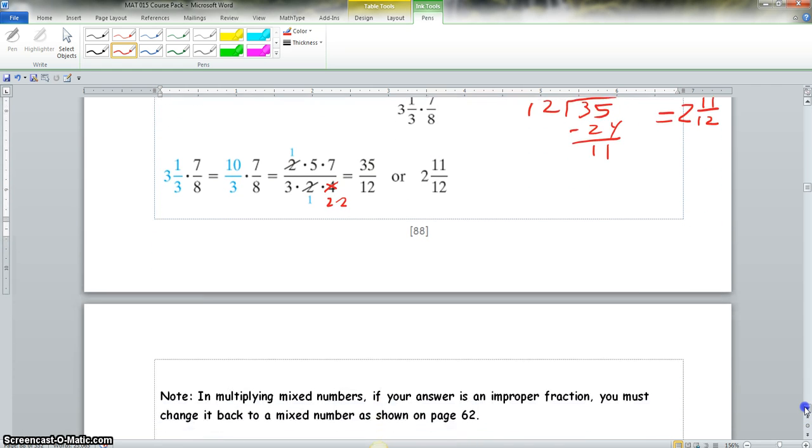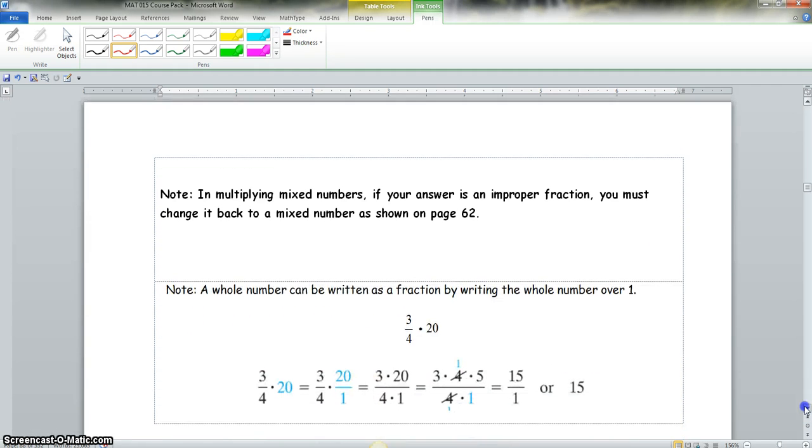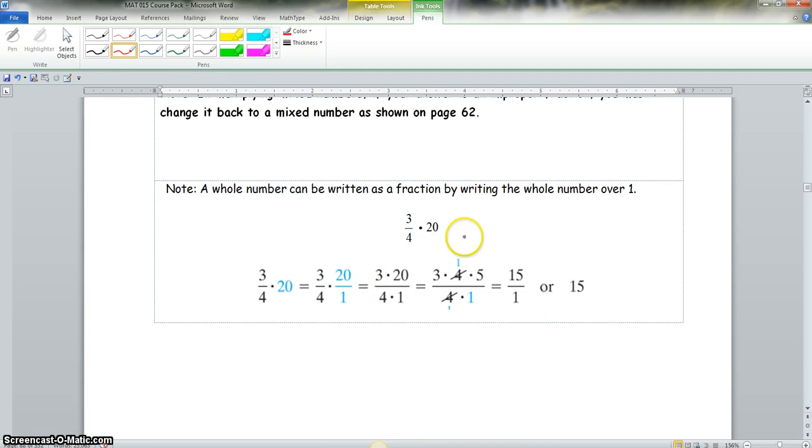Now we scroll down here, and we do the same thing for a whole number, except we would just put a 1 under the whole number and follow the same procedure.